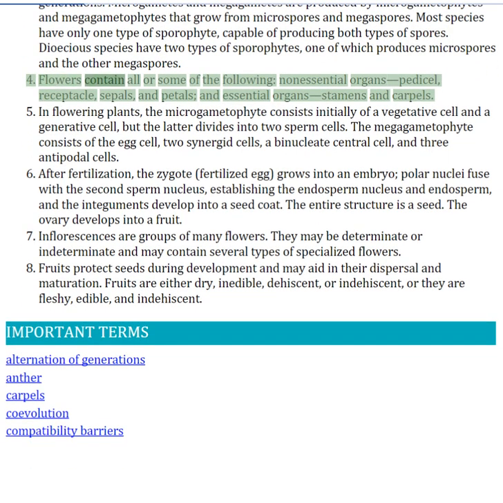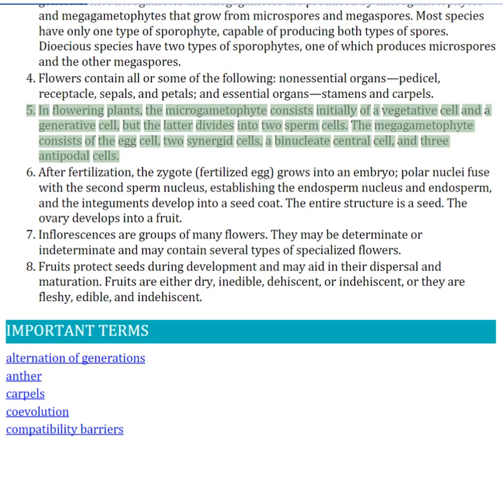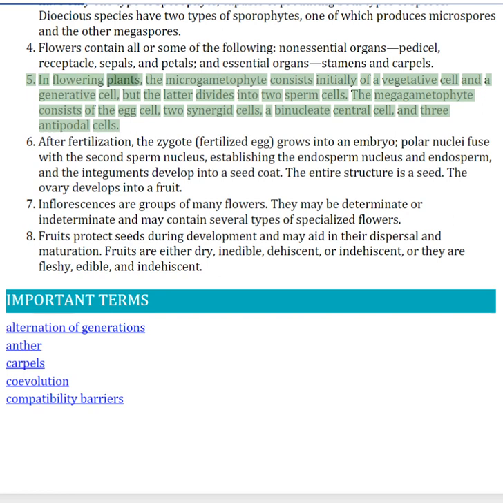4. Flowers contain all or some of the following: non-essential organs, pedicel, receptacle, sepals, and petals, and essential organs, stamens and carpels. 5. In flowering plants, the microgametophyte consists initially of a vegetative cell and a generative cell, but the latter divides into 2 sperm cells. The megagametophyte consists of the egg cell, 2 synergid cells, a binucleate central cell, and 3 antipodal cells.